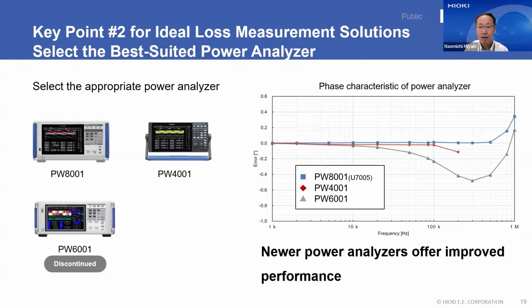Second key point, select the right power analyzer. Each model has its own phase characteristics, and generally speaking, newer models tend to offer improved phase performance. As you can see in the graph, the key is to choose a power analyzer that maintains small phase errors across a wide frequency range. This is very essential for accurately capturing the full range of inductor loss characteristics.